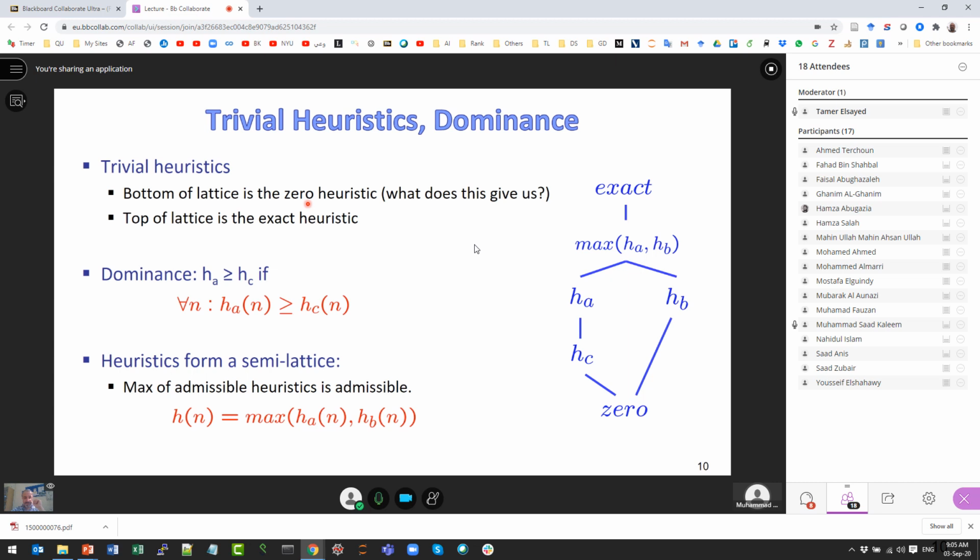Now, we didn't mention a lower limit, but actually zero is less than or equal to the true cost. So zero is considered admissible by definition. The definition didn't give us any lower limit. It gives us only an upper limit, which is the true cost. Is negative admissible? Think about it, Hamza. But zero is admissible.